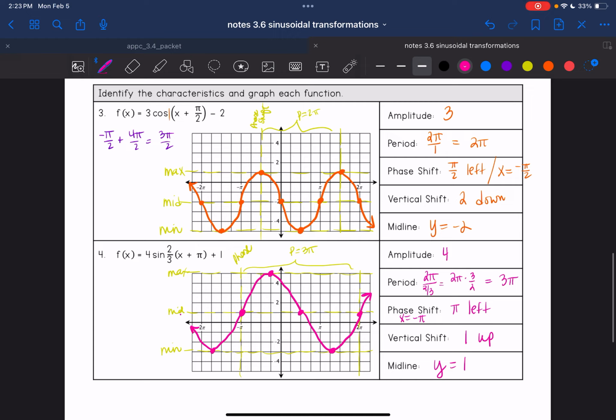So there are our sine and cosine transformations using all 4 transformations: vertical and horizontal dilations and vertical and horizontal translations. Let me know if you have any questions on this, and we'll continue this tomorrow.